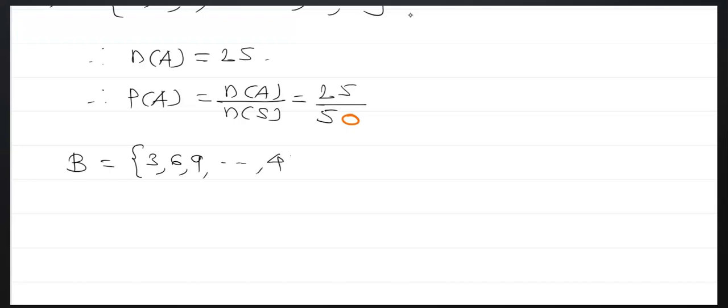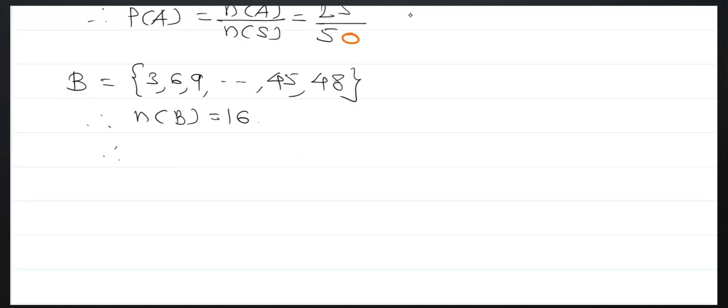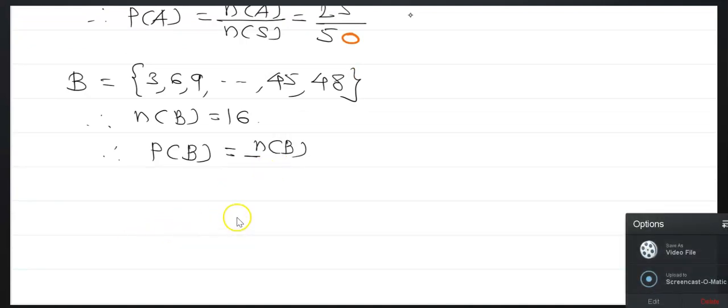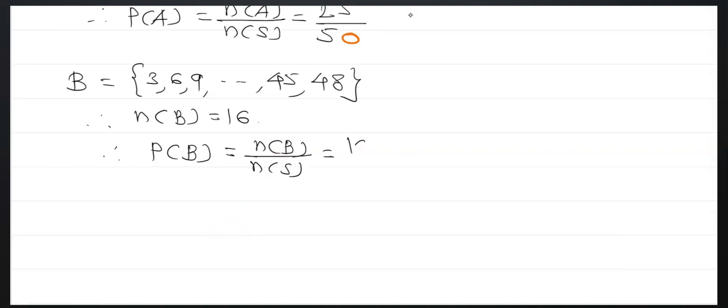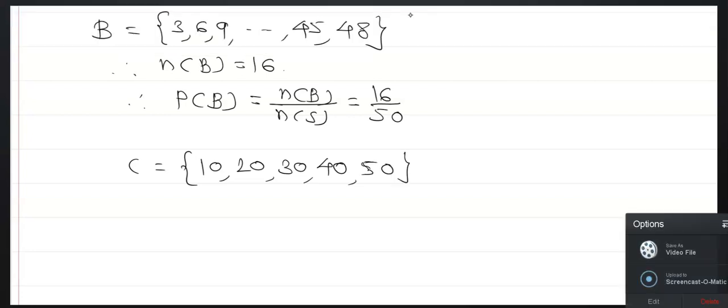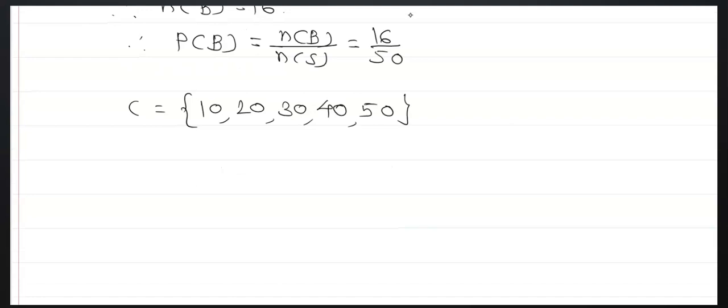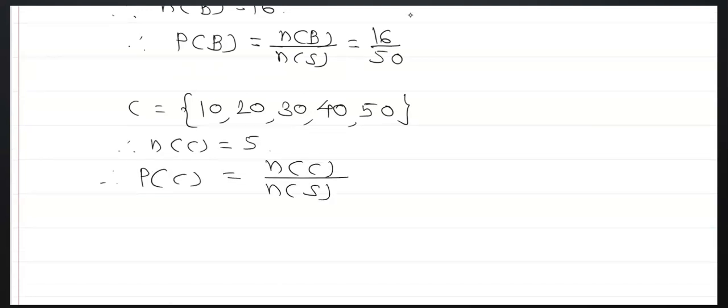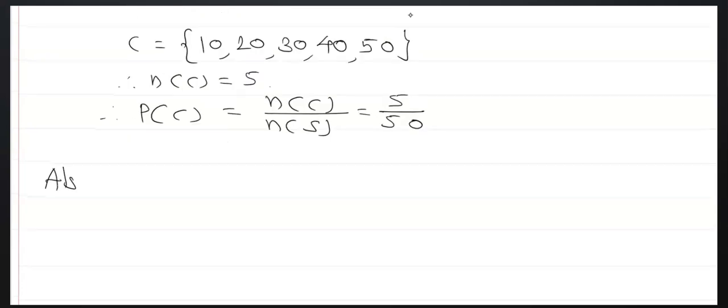B is the set of numbers which are divisible by 3. Therefore, n(B) is equal to 16. Therefore, P(B) is equal to n(B) upon n(S), that is 16 upon 50. See which are divisible by 10. These are the numbers. Therefore, n(C) is equal to 5. Therefore, P(C) is equal to n(C) upon n(S), 5 upon 50.